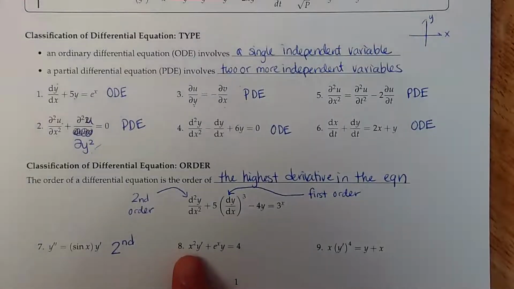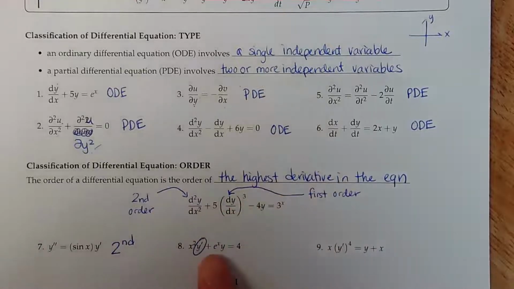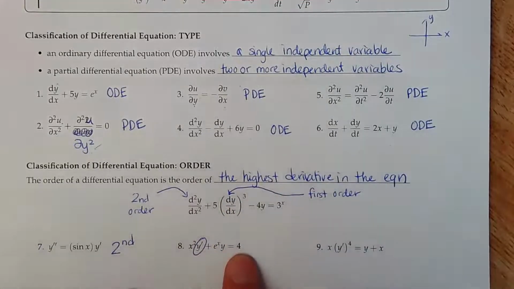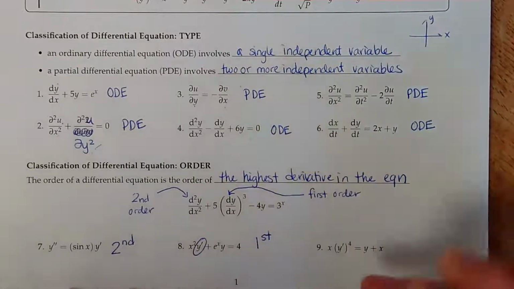All right, so let's take a look at this. So I have an x squared here. That doesn't have anything to do with anything, but I have a y prime, so I have a first derivative. E to the xy, there's no derivatives in this piece, and the 4 definitely isn't a derivative. So all I have is this first derivative here, so this is a first order.